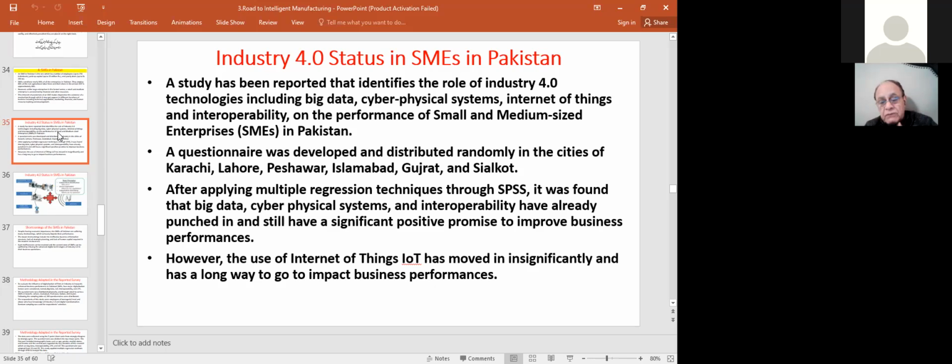The questionnaire was developed and distributed randomly to places like Karachi, Lahore, Peshawar, Islamabad, Gujrat, and Sialkot. The filled-up questionnaires were received, and multiple regression techniques in SPSS were employed. Relationships were analyzed to see which areas are deficient and which areas have a potential for utilization.